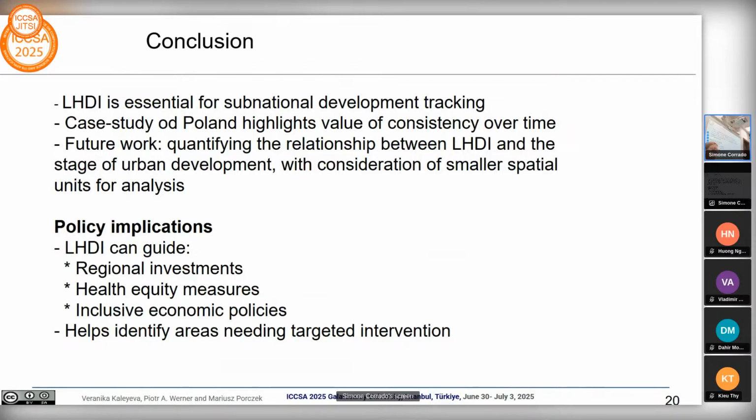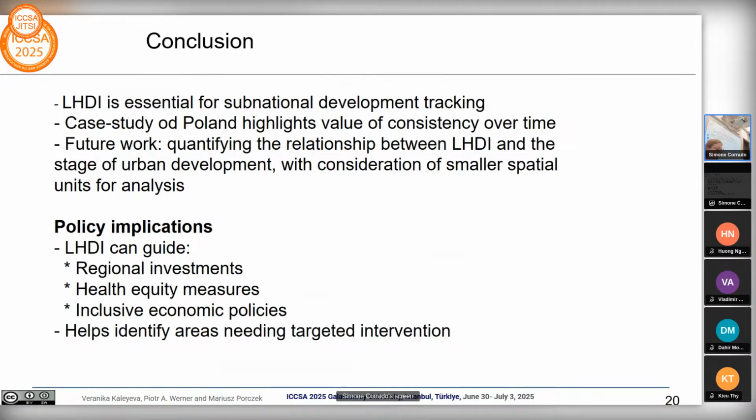We are going to focus our future work on quantifying the relationship between the Human Development Index and the stage of urban development, because from this stage of research, it's evident that they correlate. So we are going to quantify and measure it better, and consider smaller spatial units for analysis. We are thinking about the level one below the counties.